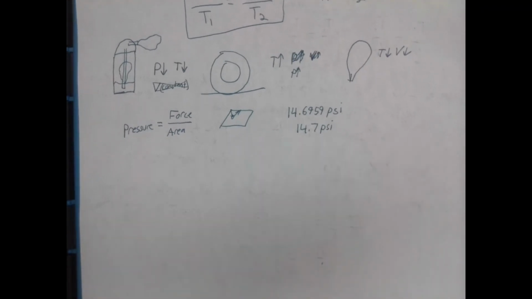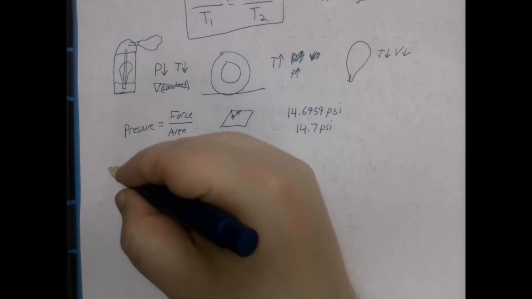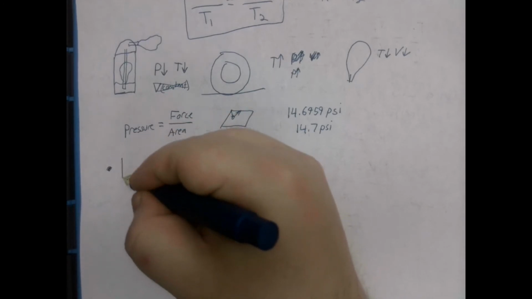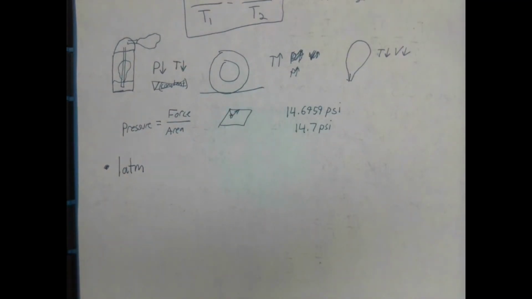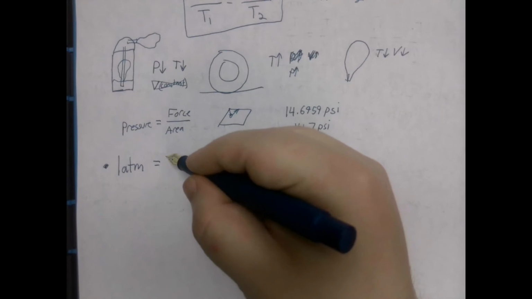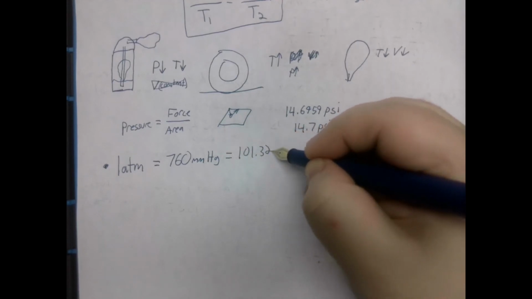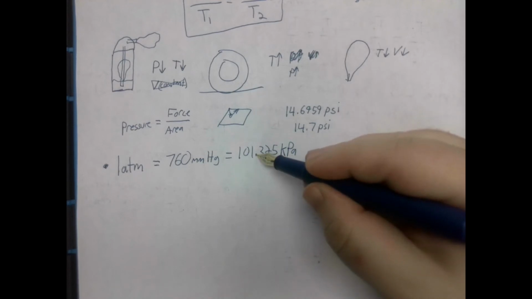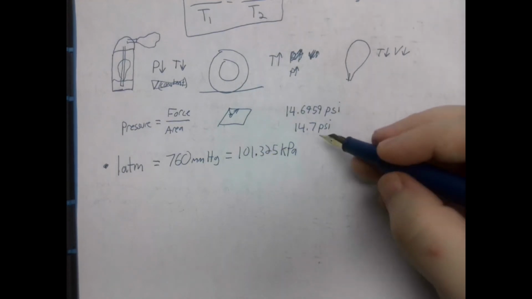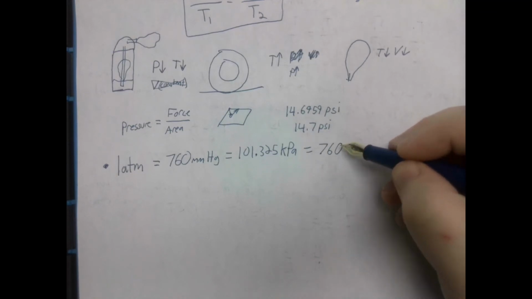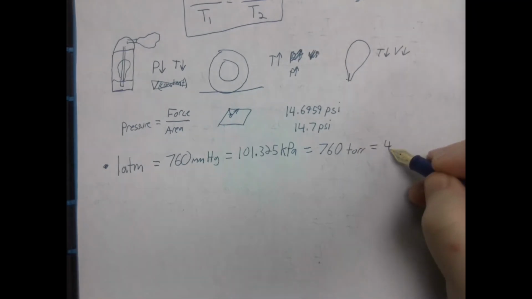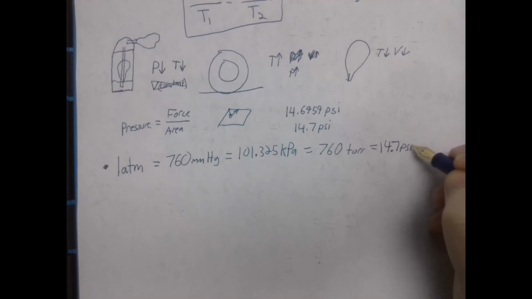Let's see. So let's do an example. I should go over these. So 1 atmosphere of pressure is the atmosphere we are at when we're at sea level. Technically, depending on where you're at, it can change. This number is equal to 760 millimeters of mercury, 101.325 kilopascals. If I remove the kilo, that becomes 101,325 pascals, which is also equal to 760 torr, or 14.7 psi.